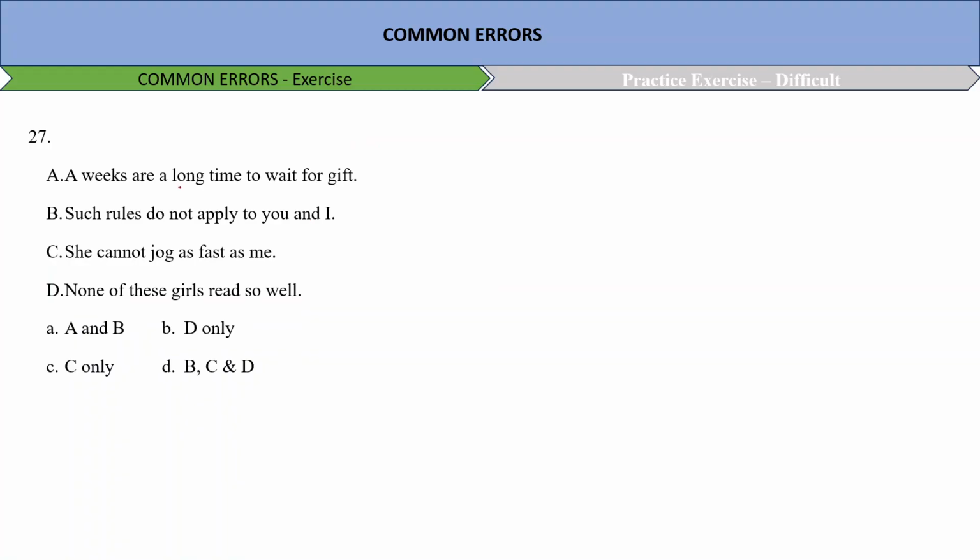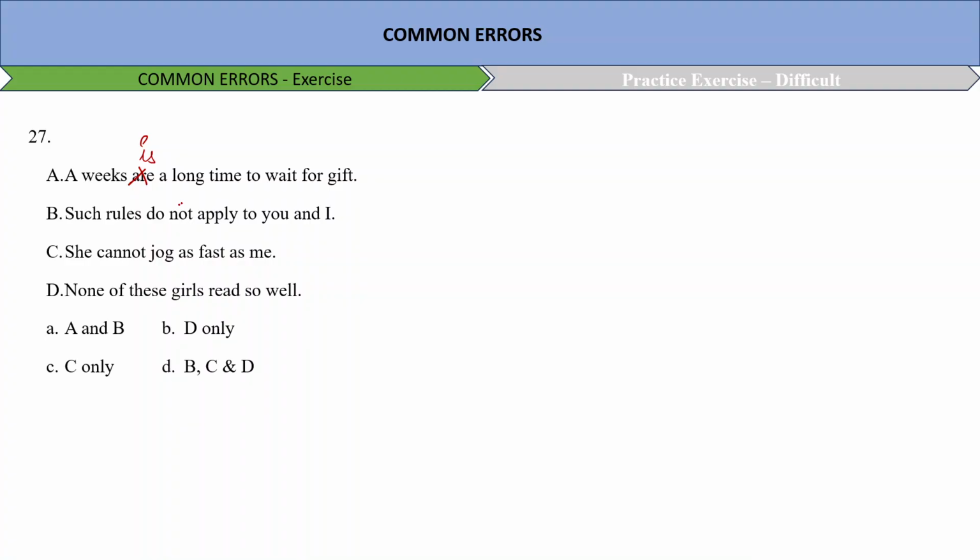A weeks are a long time to wait for gift. Okay, basically trying to say that a week is a long time to wait for gift. Isn't it? So week is singular noun and will always take a singular verb. A weeks is a long time to wait for gift. Such rules do not apply to you and I.